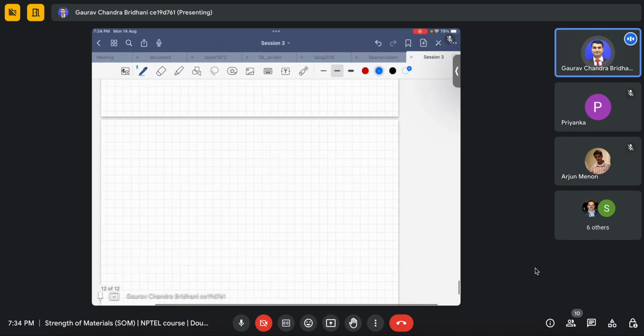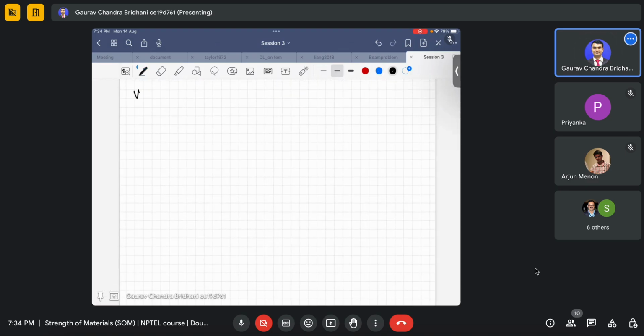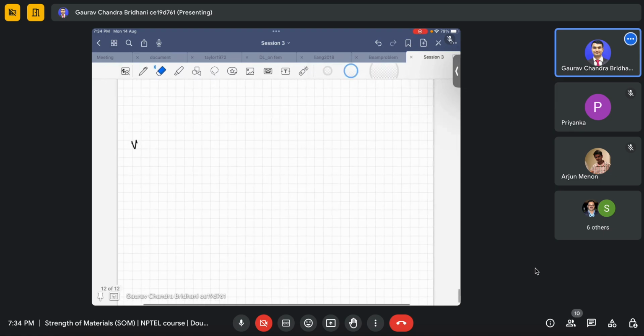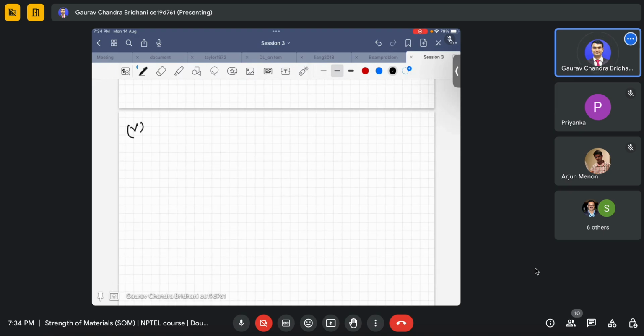So I'll go to the fifth part. We have I1 as 30 MPa, and I2 and I3 are 0. So this is already a condition of a uniaxial state of stress.